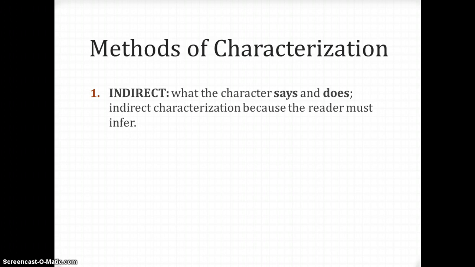Lastly, what I'd like to discuss are the methods of characterization that authors will use in order to describe a character in a story. The first method of characterization is called indirect characterization. An indirect characterization requires the reader to infer about the character's personality, traits, and values from details in the story that the author writes about. There are 5 different methods of indirect characterization that we as readers can use to help us infer about the character and their role in the plot.